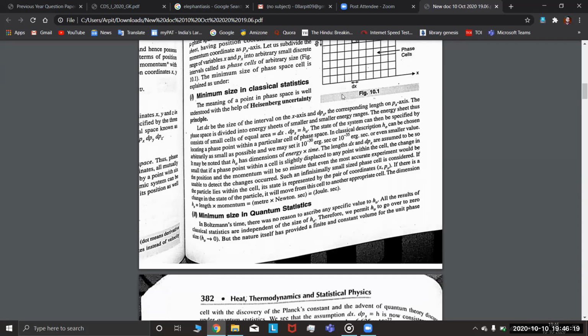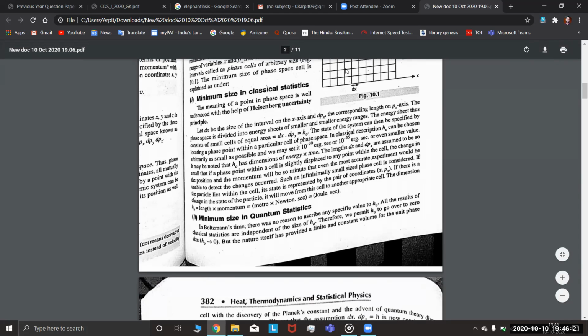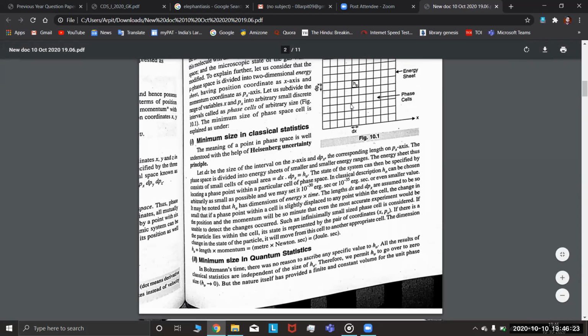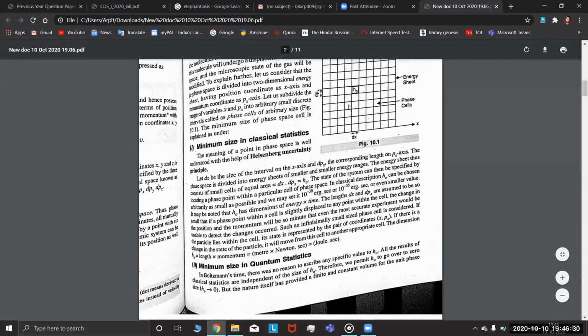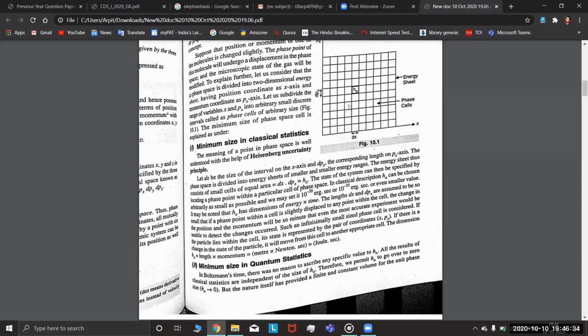So one thing we saw here is that these small phase cells are defined differently in classical mechanics and differently in quantum statistics. This equation, dx and dpx equals h naught, is true, but the h naught value changes according to the statistics involved.